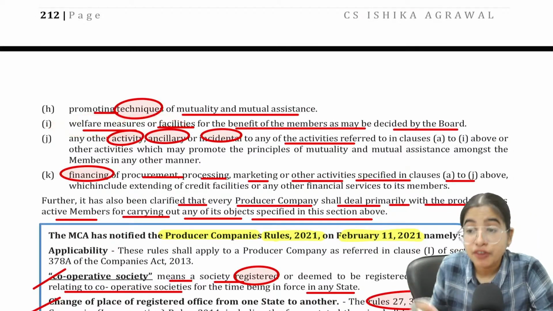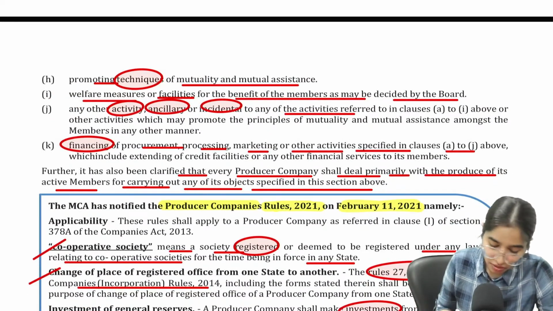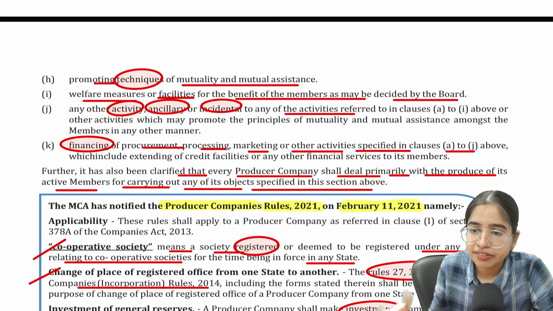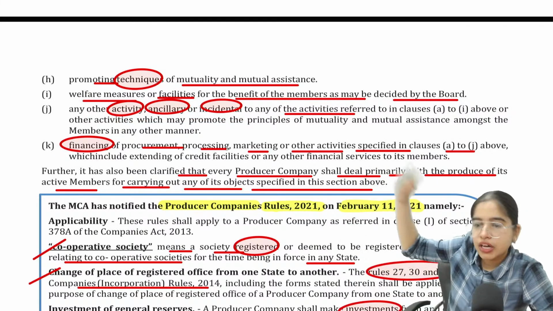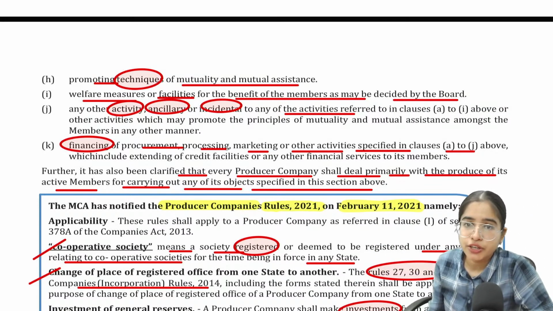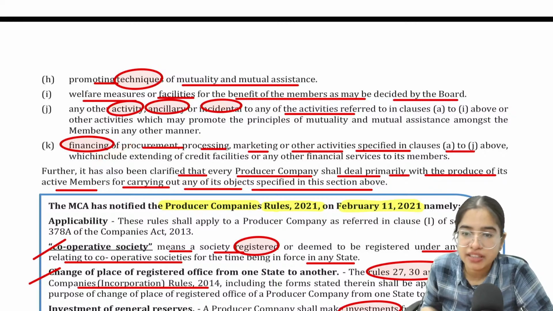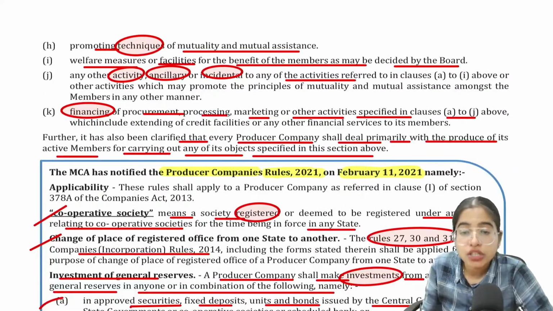Welfare, providing welfare facilities to its members. Any other activity which is necessary to fulfill the above requirements. Next is financing, providing them loans, etc. So all these are the objects of a producer company.